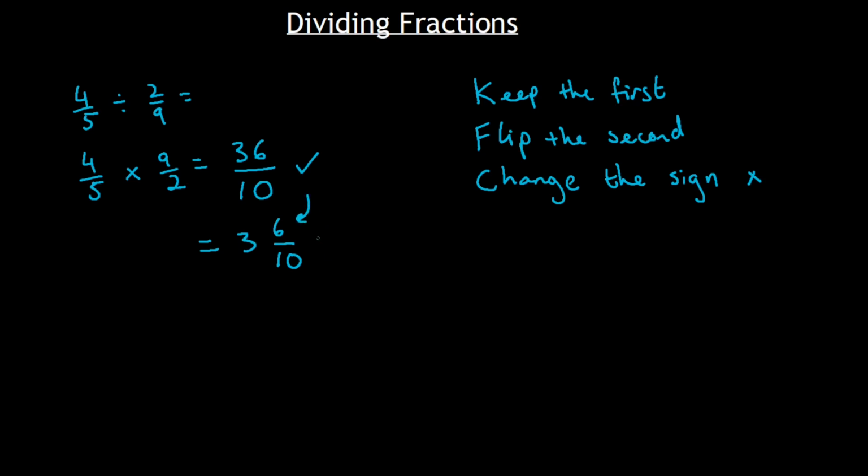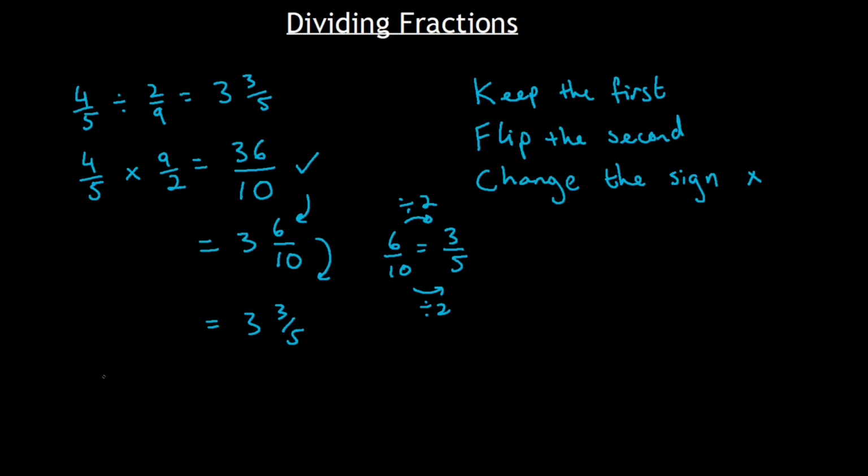I can go even further and simplify that, because I know 6/10 can be simplified by dividing by 2. So that would be 3/5, right? By dividing top and bottom by 2. And so we end up with 3 3/5. Okay, so I know that the answer to this question here is 3 3/5. Okay, and that's it.